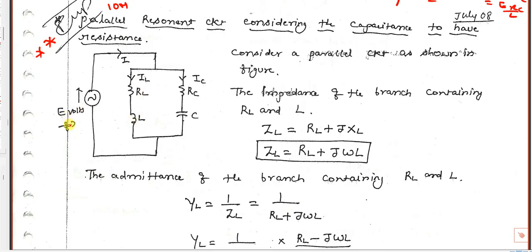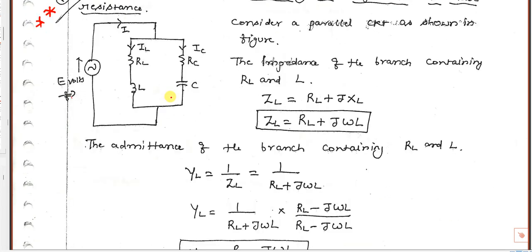It's connected to voltage V with variable frequency. So you have to vary the frequency, and as you vary the frequency, the reactance of the L and C is going to vary. So we have to vary until resonance occurs. Now let us derive the expression for this.